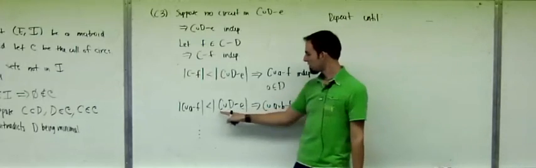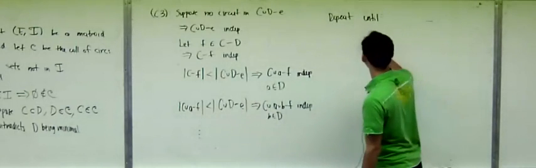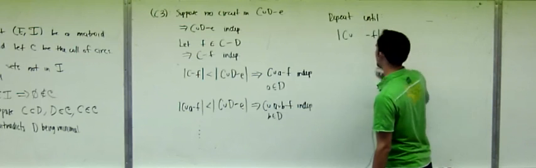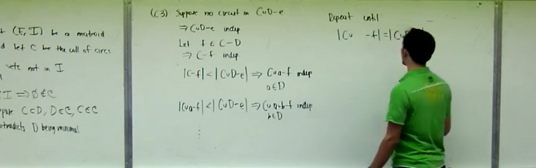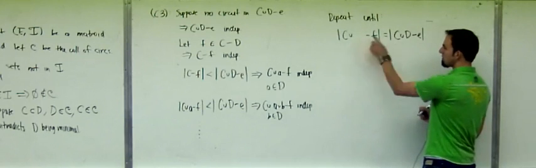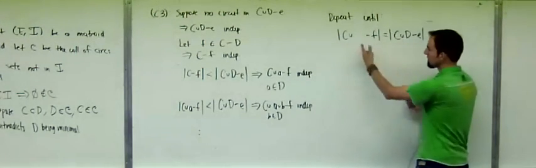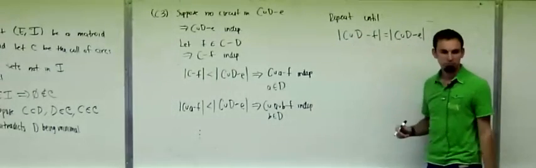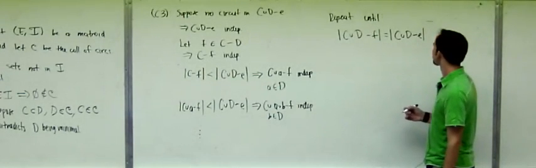But when am I going to get to a situation where these two are the same size? I keep adding things to this one. How can these two be of the same size if I keep adding things from D in here? Well, when I'm done adding everything that was in D that was not in C, that's when this process is going to stop.